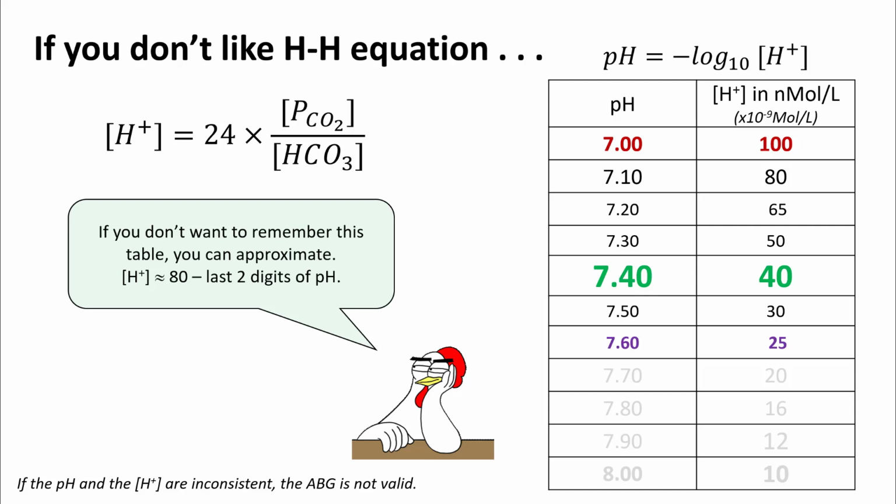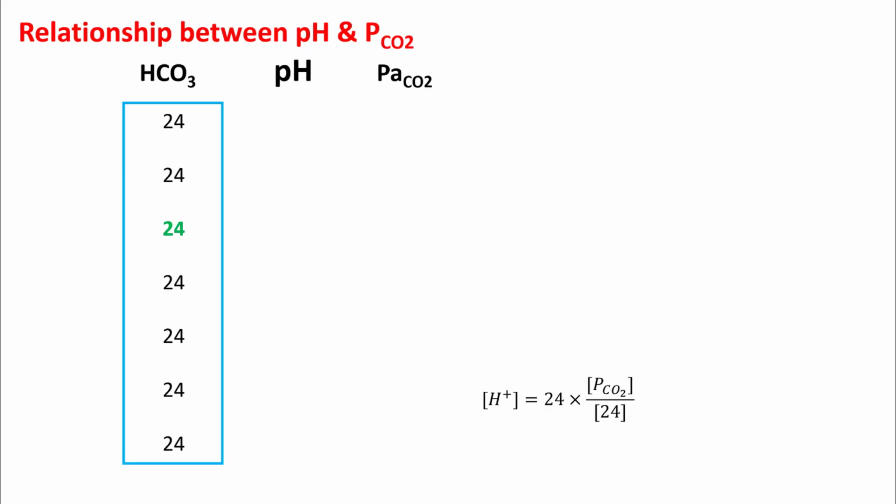If you don't want to remember this table, you can approximate your hydrogen ion concentration to be 80 minus the last two digits of the pH. So for example, if you get a pH of 7.30, your hydrogen ion concentration would be 50. Understand that as you go towards the extremes, this approximation can fall apart. So let's understand the relation between pH and PCO2.